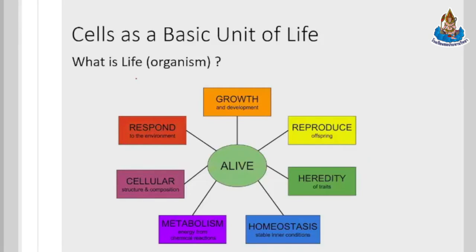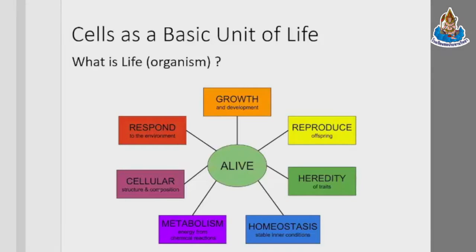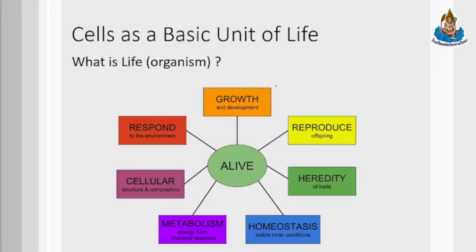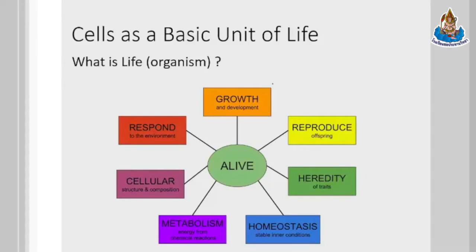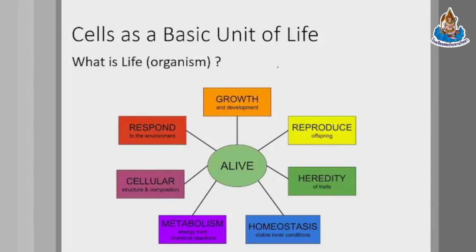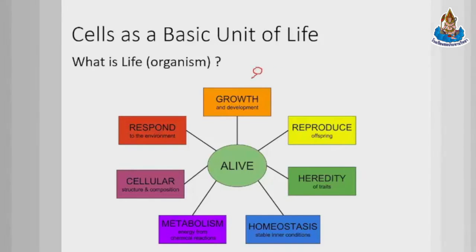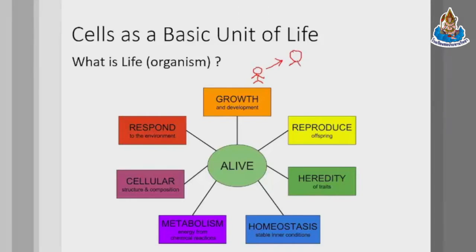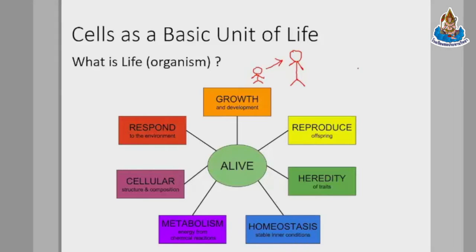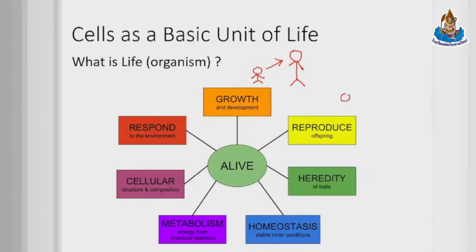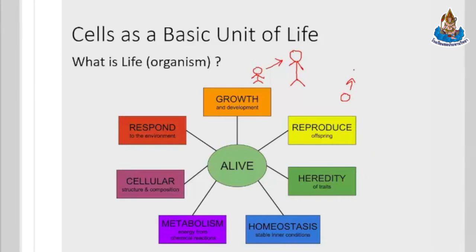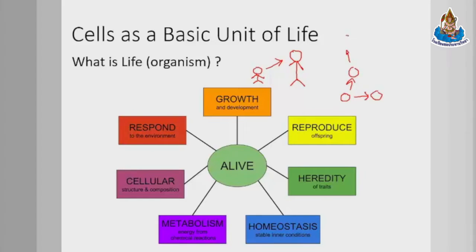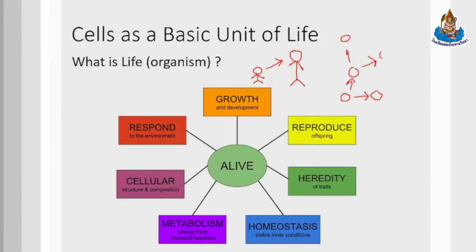This slide shows you the 7 functions of life. If a thing has these 7 characteristics, we can call it an organism. First, they can grow or develop. It means they can grow bigger. They can reproduce offspring. It means from one of them, they can make their own baby to multiply in number.